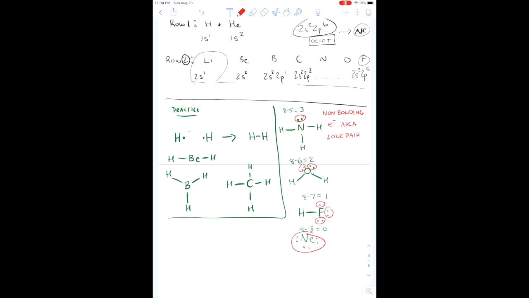All right, so that's pretty much it for the review on the periodic table and a little bit on the bonding. We'll go over some more bonding later, but go ahead and try some of the practice problems, and that's it. Let me know if you have any questions.